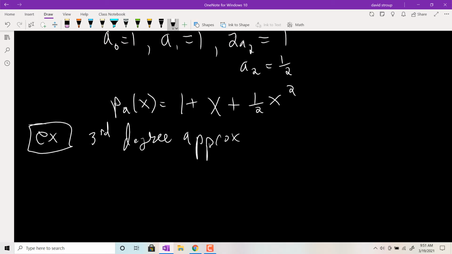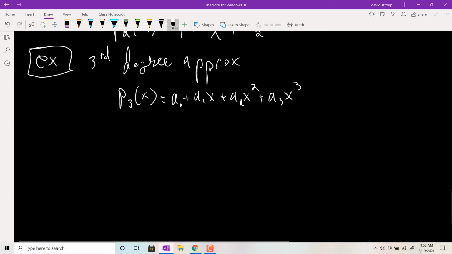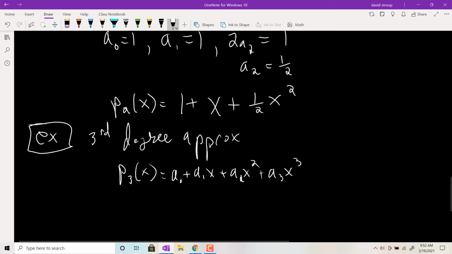So anyways, third degree approximation. So again, what does a third degree now look like? A cubic polynomial, p sub 3. It'll be a sub 0 plus a sub 1x plus a sub 2x squared plus a sub 3x cubed. The a sub 0, a sub 1, a sub 2, we already know what those are going to be. It's going to be 1, 1, 1/2. We're just going to need to figure out the a sub 3x cubed.